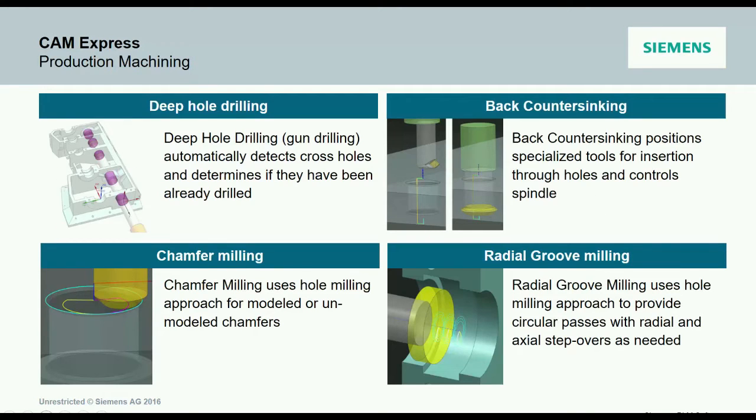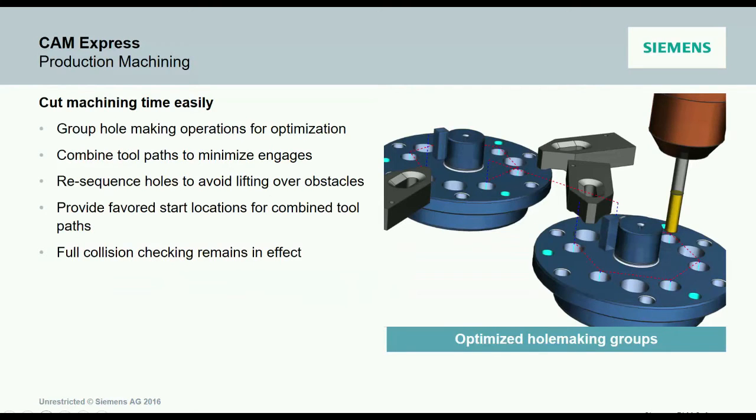Enhancements to hole making operations inside of CAM Express include the deep hole drilling operation, which automatically detects cross holes and determines if they've been machined. Back countersinking operations, which position specialized tools for insertion through holes and then control the spindle. Chamfer milling operations, which allow us to machine chamfers on holes that are either modeled or unmodeled. And radial groove milling, which uses the hole milling approach to provide circular motion with radial and axial stepovers as needed to machine circular grooves. With hole making, we can reduce machining time easily.